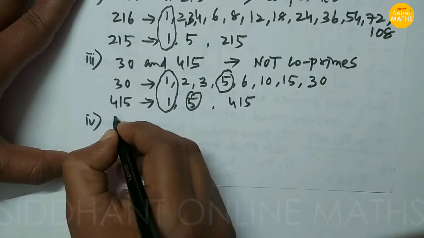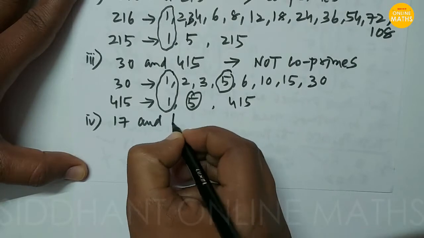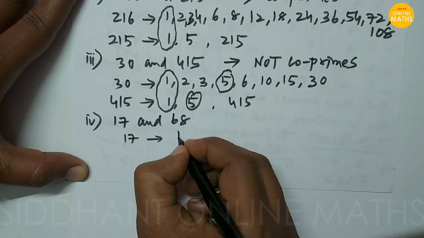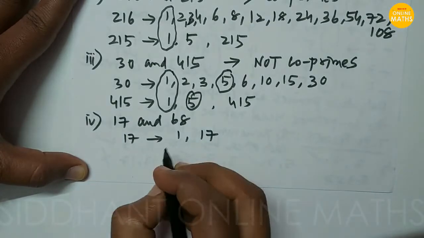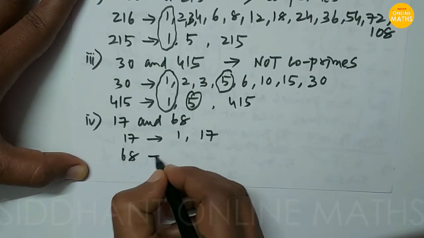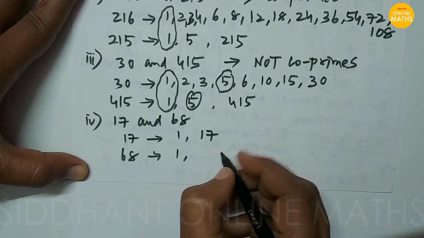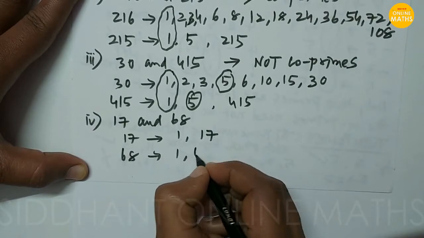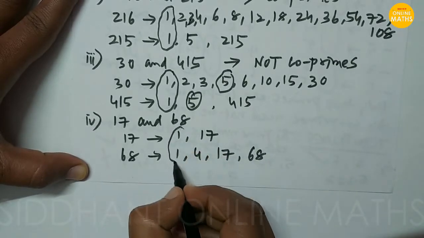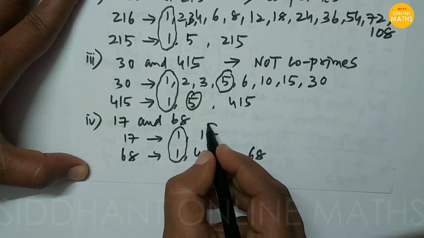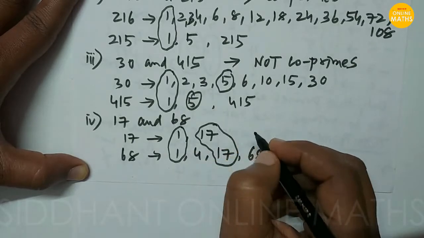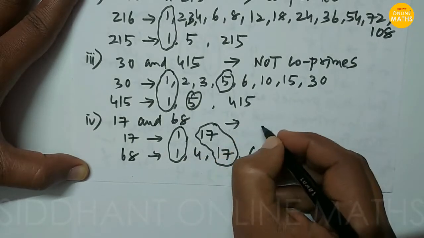Next, fourth one, 17 and 68. When you see, 17 is a prime number, so it will have two factors: 1 and the number itself. And 68, when you see, 1 is common, and it goes with 17, that is 4, and 17 and another is the number itself. So 1 is a common factor here, and another common factor is 17. So it has more than 2 common factors, so we can say that it is not co-prime.